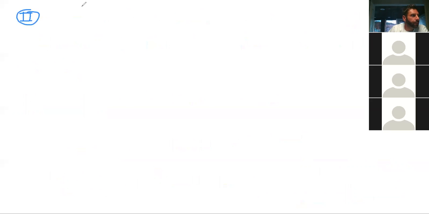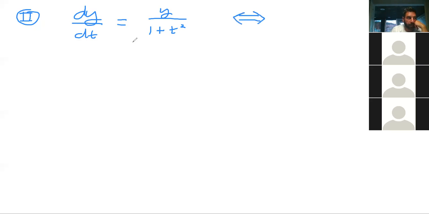Let's say dy/dt equals, how about, y over 1 plus t squared, like this. Well, okay, so what I'm going to recognize is that I can separate my variables. I get 1 over y dy is the same as 1 over 1 plus t squared dt.